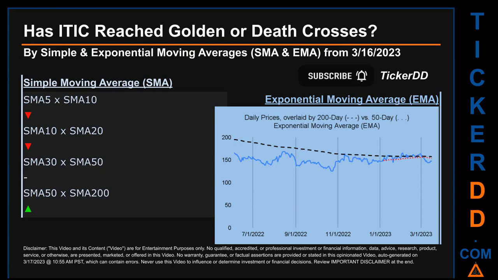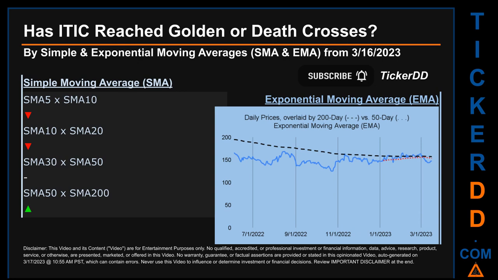Has ITIC price reached golden or death crosses? Golden Cross and Death Cross are basic signals that compare average prices across two specified trade day ranges, a short-term versus a long-term range. For example, 5-day versus 10 trade days. Essentially, a golden cross is a bullish signal. It appears when a ticker's short-term moving average crosses above its long-term average. Vice versa, a death cross is a bearish signal when the short-term crosses below its long-term moving average.